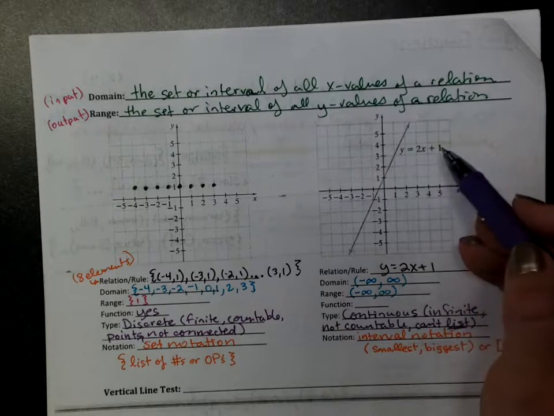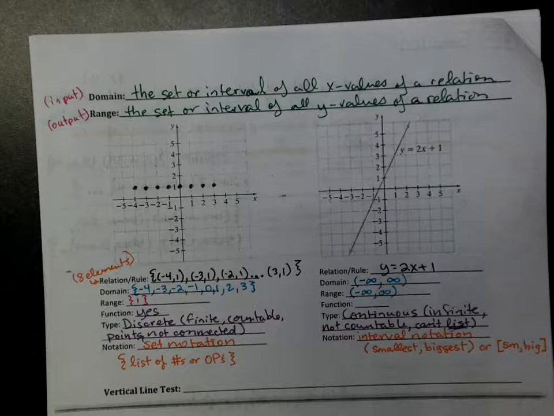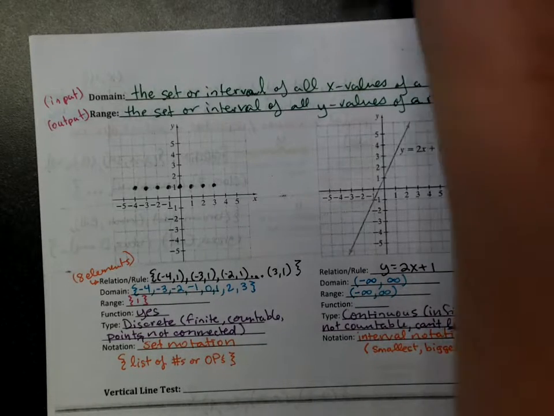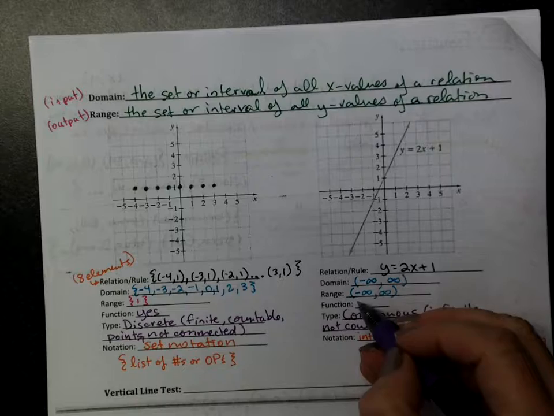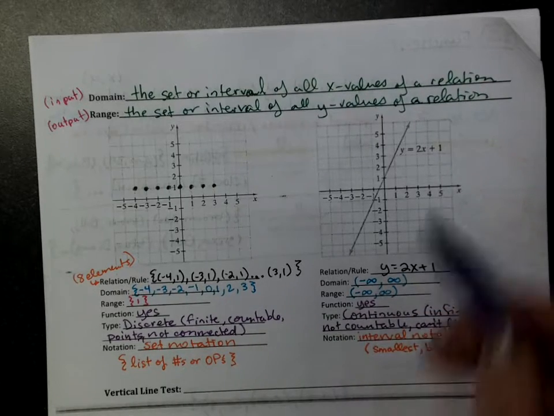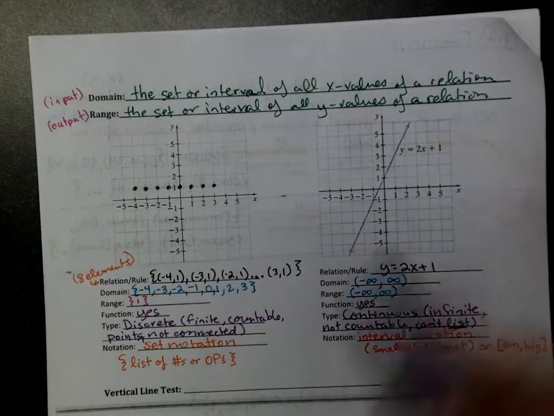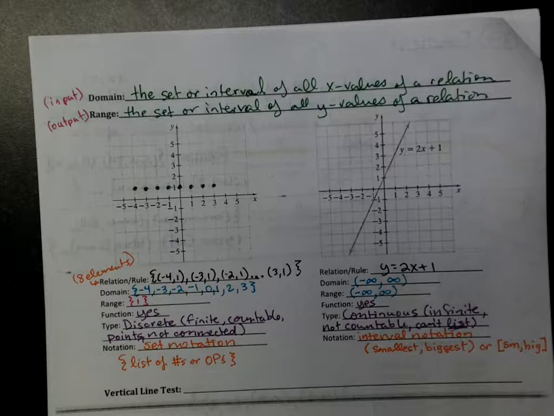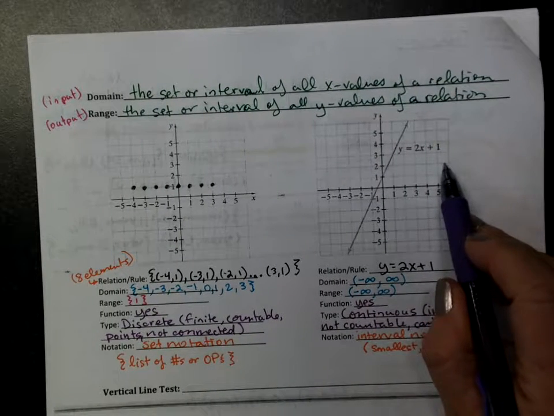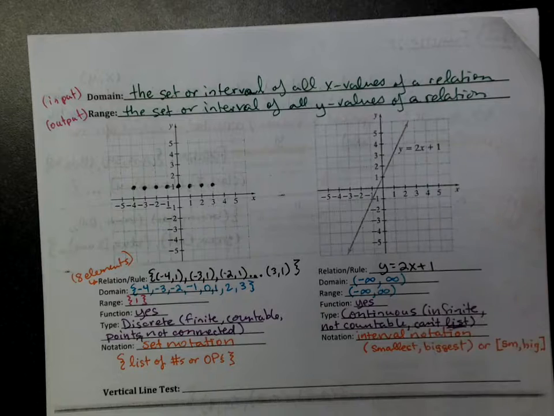But the more you notice stuff like that, you start to be able to look at a graph and it starts to speak to you. So this is a function. Okay? Because when you plug in an x, you know exactly what it's going to spit out. It'll never be something different. There's no way 2 times 1 plus 1 is going to equal anything but 3, ever. Okay?